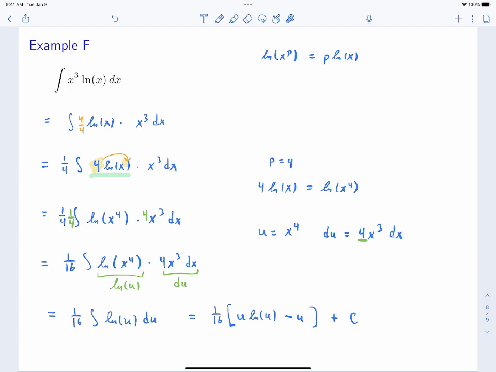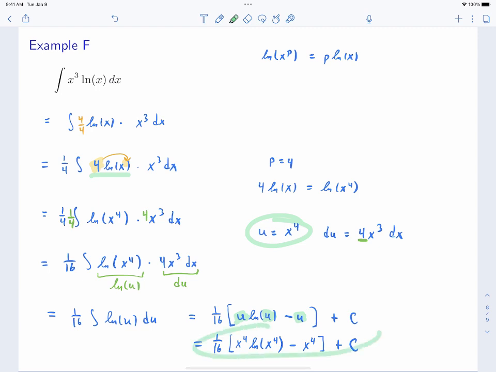But what is u? U is x to the fourth. So every place that we see a u here, we have to replace it with x to the fourth. So here's a u, there's a u, there's a u, and u is equal to x to the fourth. So we're going to end up with 1 over 16 times u, which is x to the fourth, times ln x to the fourth, minus u, which is x to the fourth, plus a constant. And that's our answer right there.